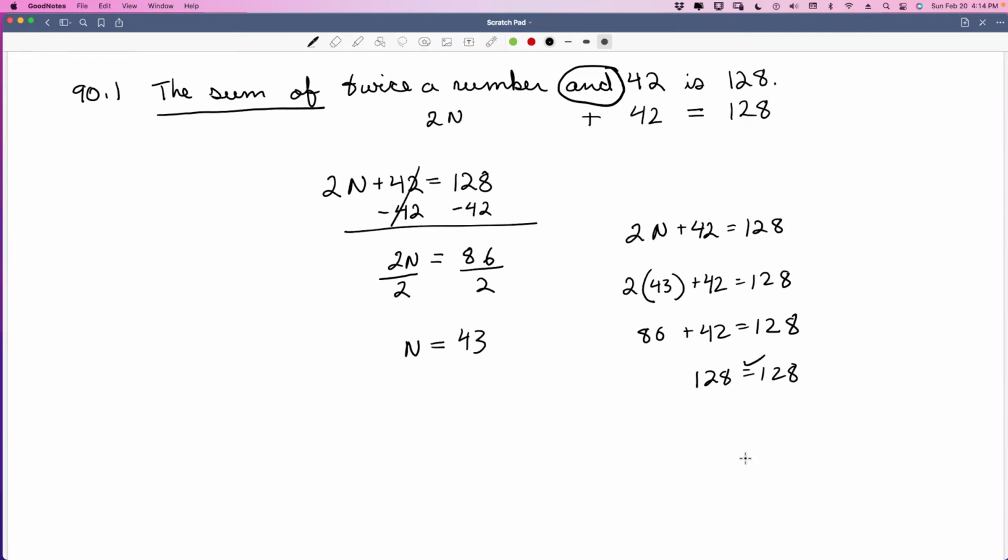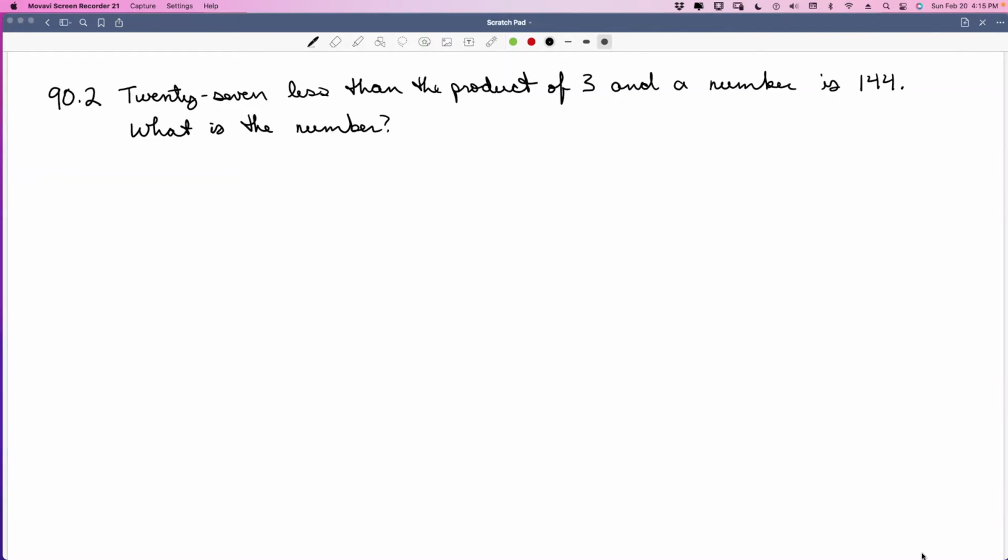So let's do 90.1. Sorry, I said 90.1. I meant 90.2. We'd already done 90.1. So here's our problem, or our word problem. We have 27 less than the product of 3 and a number is 144. What is the number? So we see we have is, that's our equal sign. So equals 144, right? That's where we have this last bit, okay? So 27 less, that means we're going to be subtracting 27 from something.